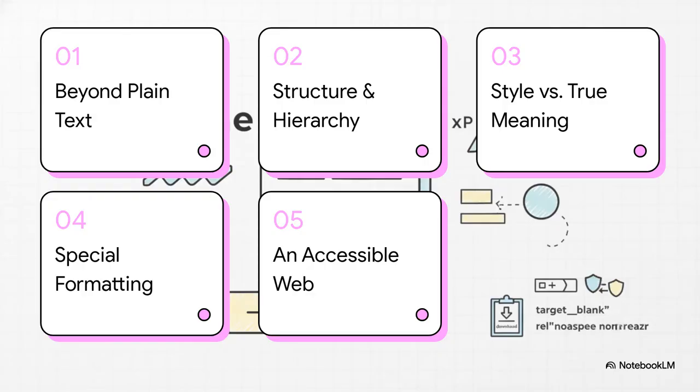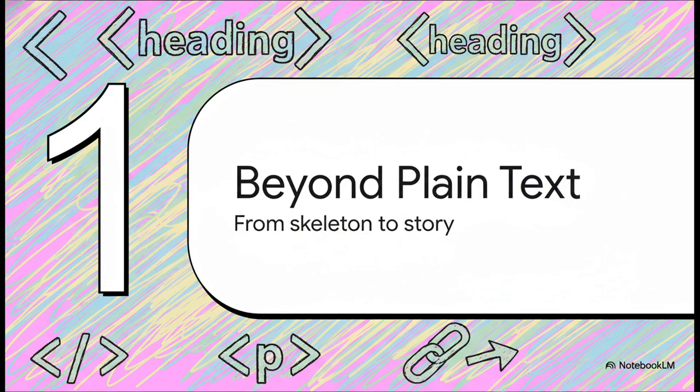Okay, here's our game plan for this explainer. We'll start by going beyond plain text, then we'll talk about creating structure, we'll get into the really important difference between style and meaning, check out some special formatting tools, and wrap up by seeing how this all builds a better, more accessible web. First up, let's move beyond plain text and start telling a story with our code.